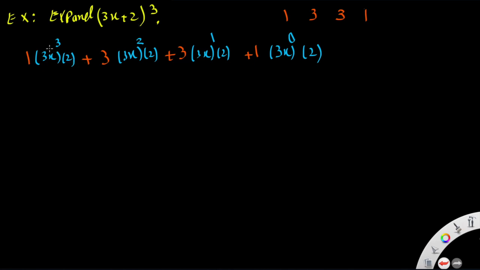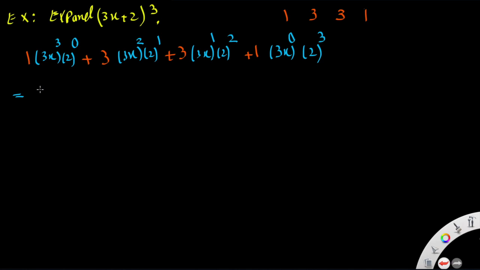Now the second term moves in the opposite direction. One of them is written in descending order, the second term is written in ascending order. So it will be 0, then 1, then 2, and up to 3. As you see here, the sum of powers always adds up to n. Here it is 3. 3 plus 0, 3. 2 plus 1, 3. 1 plus 2, 3. 0 plus 3, again 3.